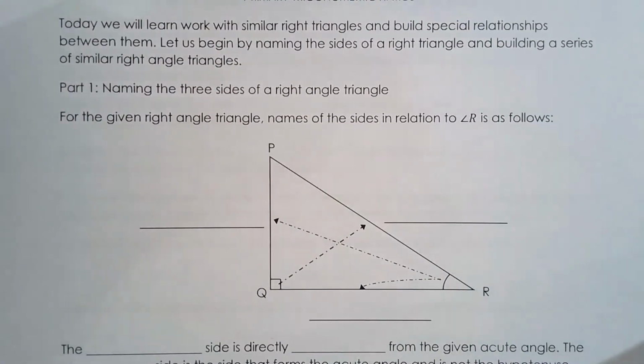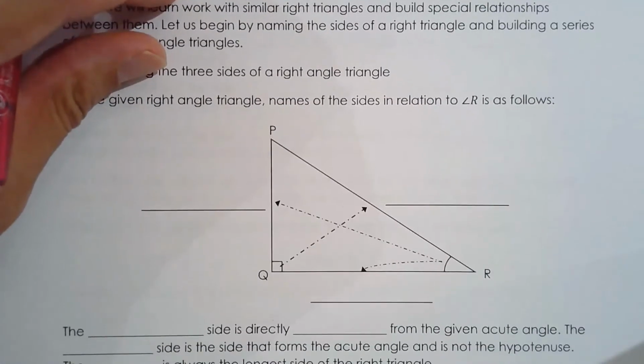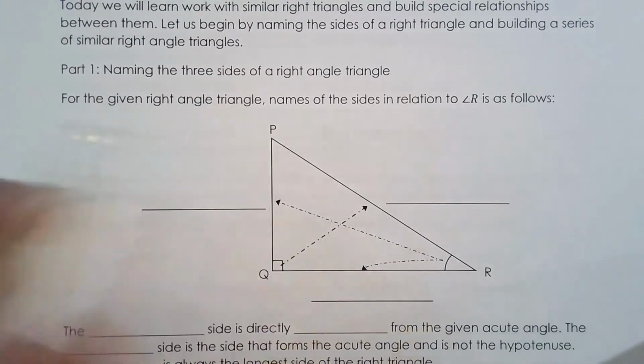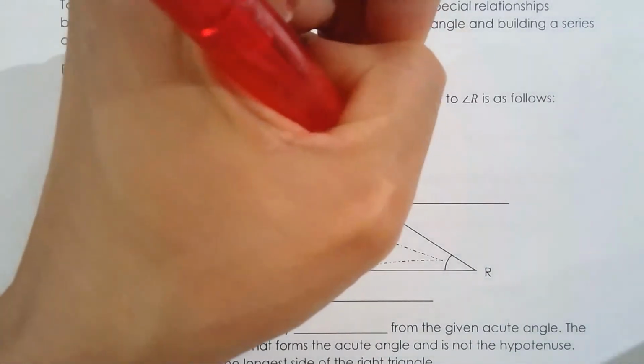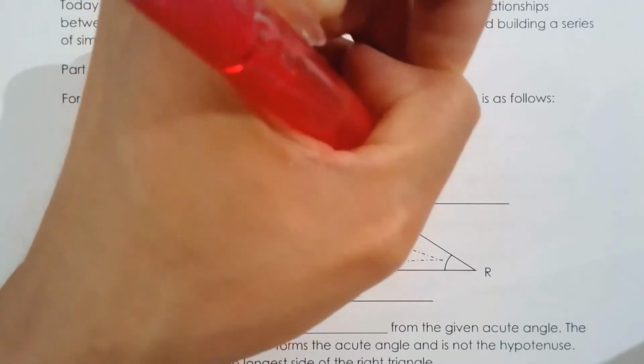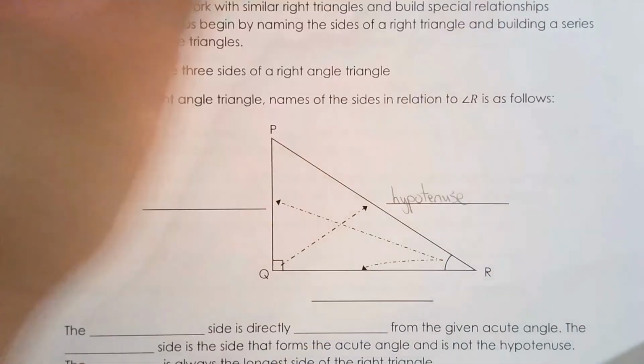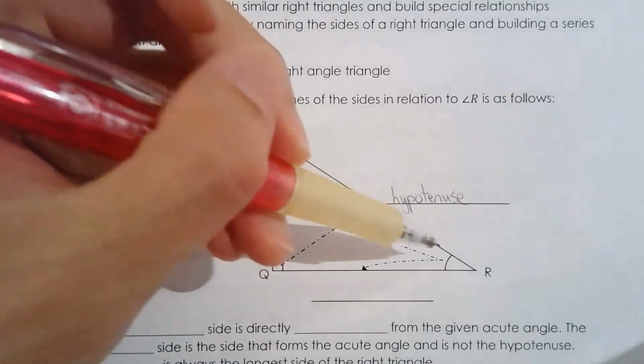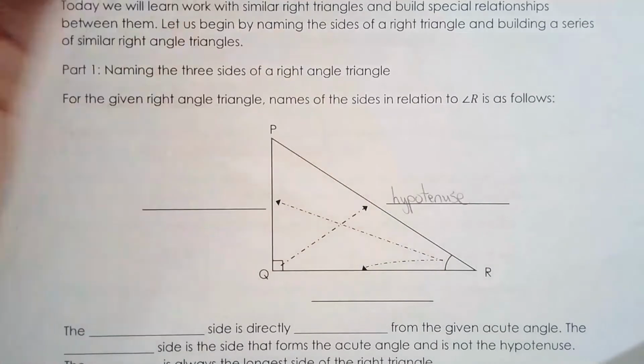and we need to name the sides of a right triangle. One of the sides of the right triangle you should already know the name of, which is the longest side. We should all know the name of the longest side of a right triangle, and that is the hypotenuse. Now, the other two sides of the right triangle, you might not know the names of these ones, but the names depend on where the given acute angle is located.